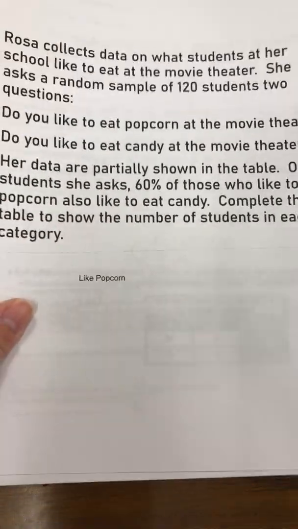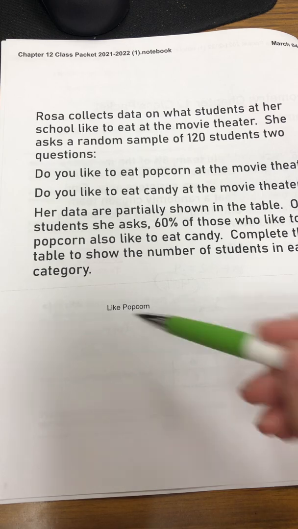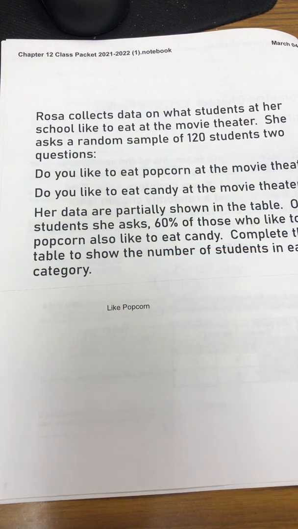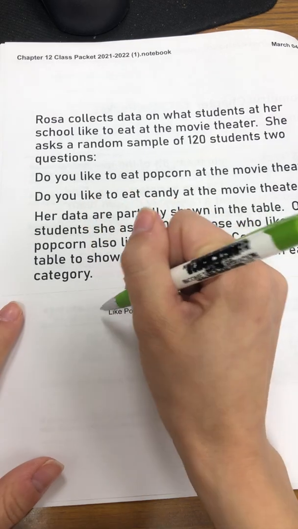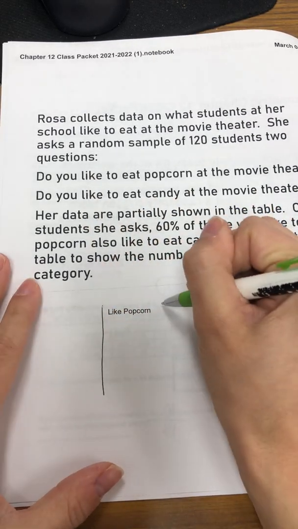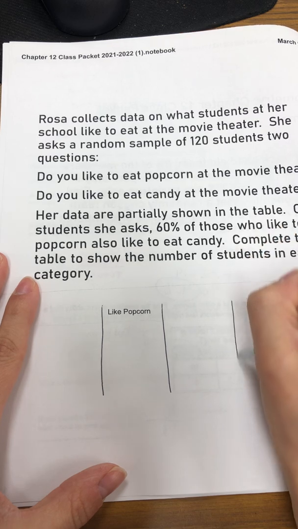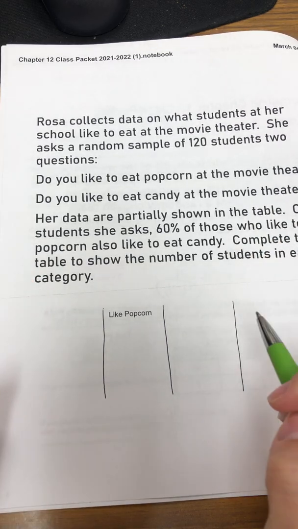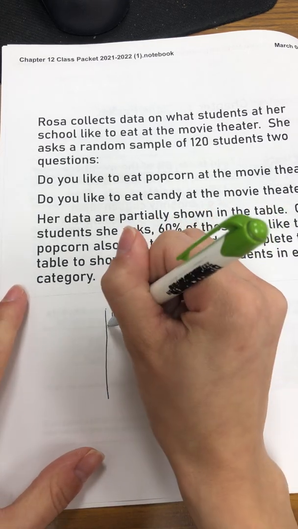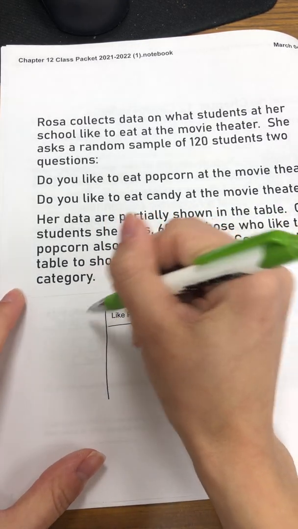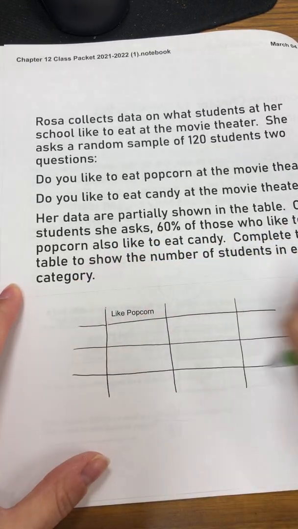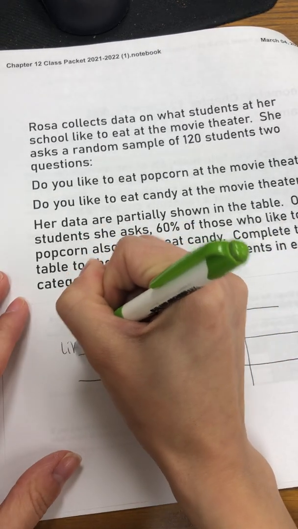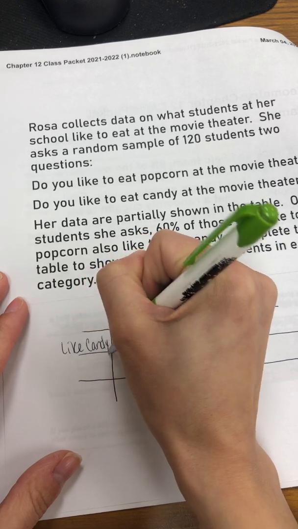All right, page 2. There's a chart down here. I don't know why it got cut off, and the only thing that says is like popcorn. So we have to actually take a few minutes and fill in this chart before we can go answer the question. All right, give me a second. Have to go off of memory here. All right, this is going to be likes candy.